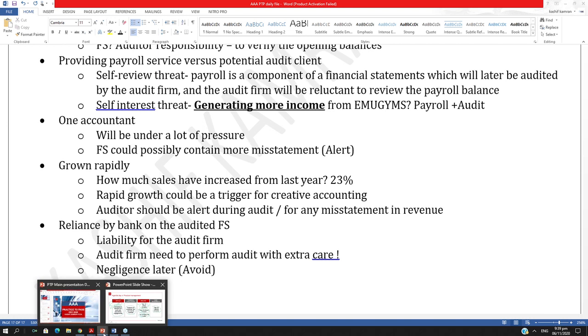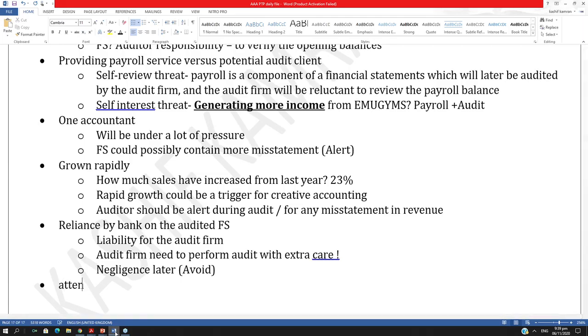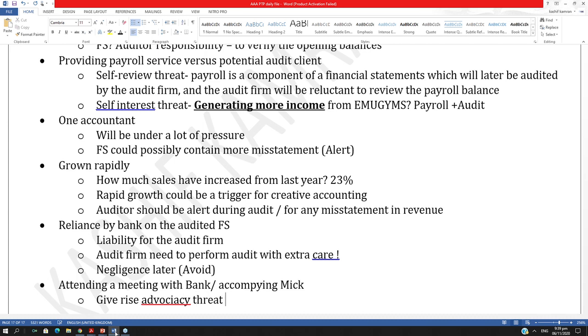Okay, then in the last paragraph, do you believe we have an advocacy problem? Mick has asked whether a representative of the firm can attend a meeting with Mick with a bank. So do you believe this gives rise to an advocacy threat, everyone? So attending a meeting with a bank and accompanying Mick, does that give rise to an advocacy threat?